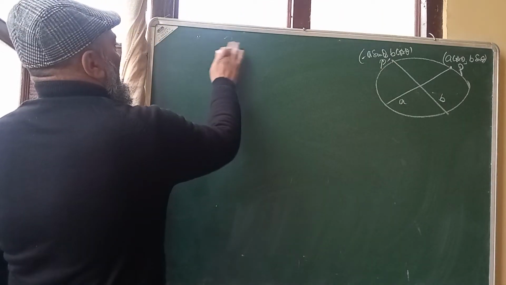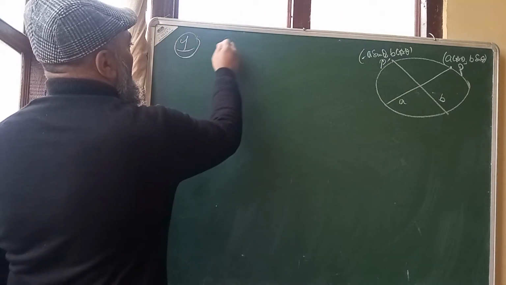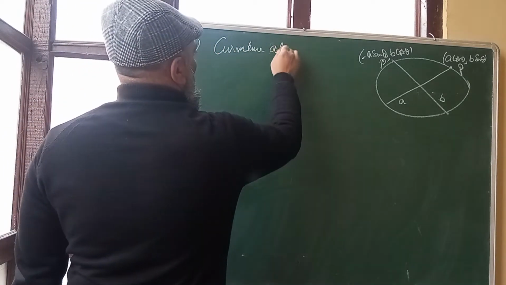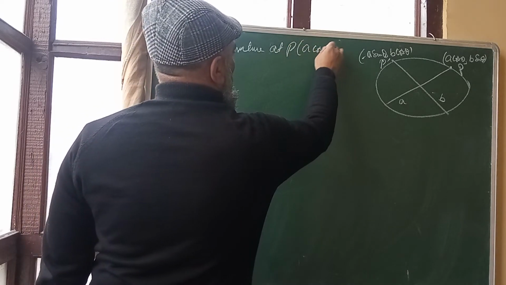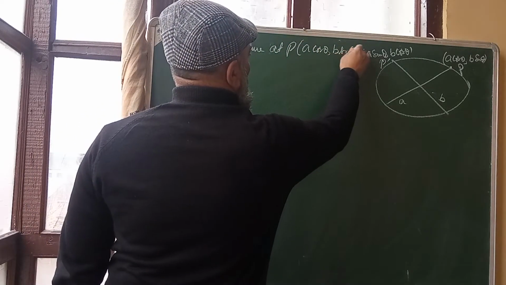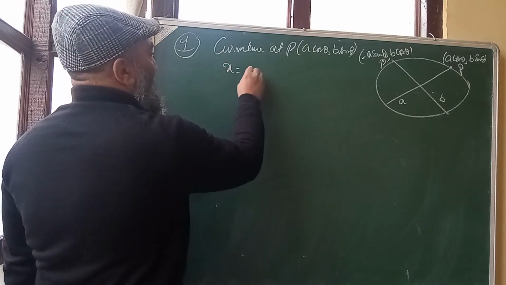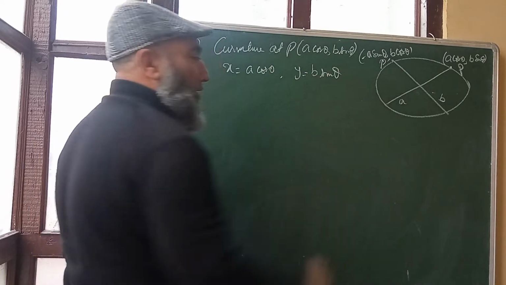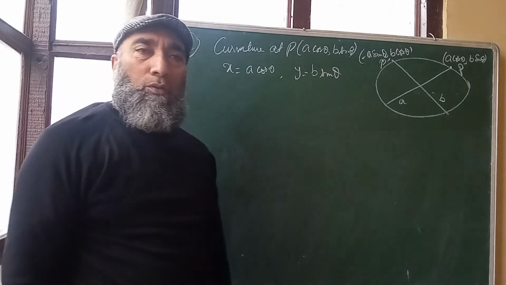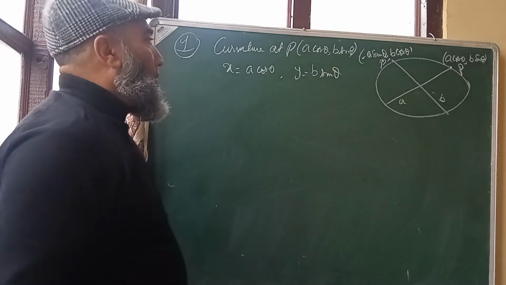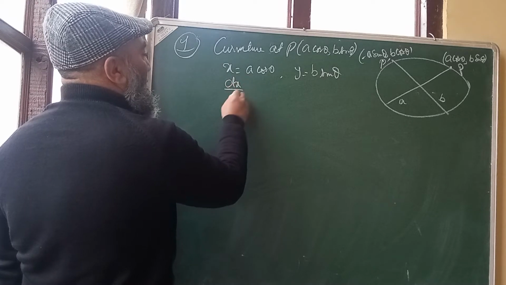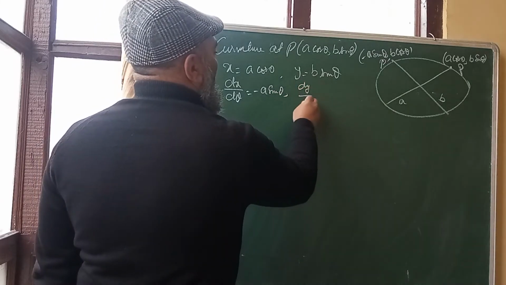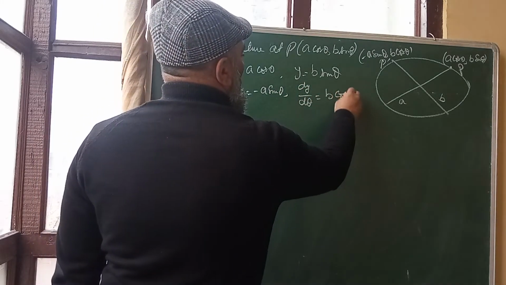And let me suppose that this is P dash. Now, let me take the question of curvature at P. What is P? A cos theta, B sin theta. So your x is A cos theta, y is B sin theta. This is the parametric form. What you need to find is y1 and y2. So let me differentiate with respect to theta. Dx by d theta is minus A sin theta. Dy by d theta is B cos theta.